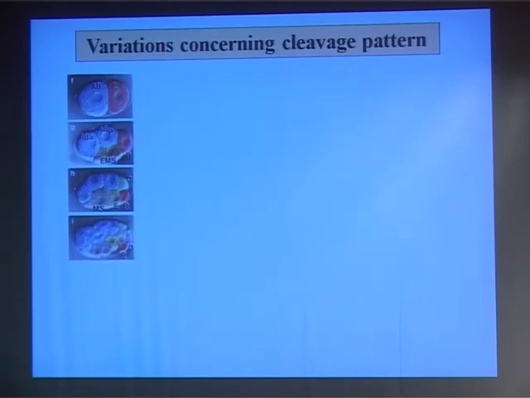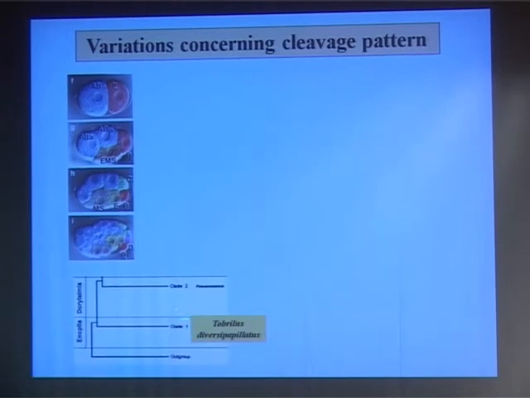Okay, let's look at cleavage pattern. This is C. elegans as our standard. And you remember that there was a fixed order of cell divisions and also these kind of clear asymmetric divisions there in the germline.